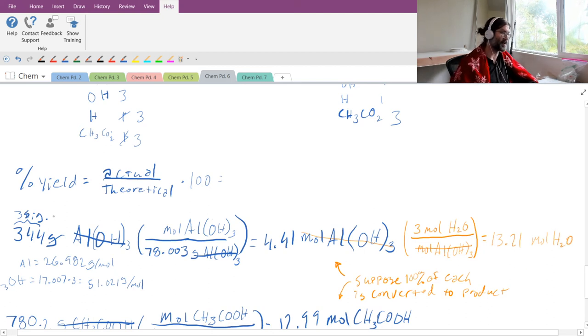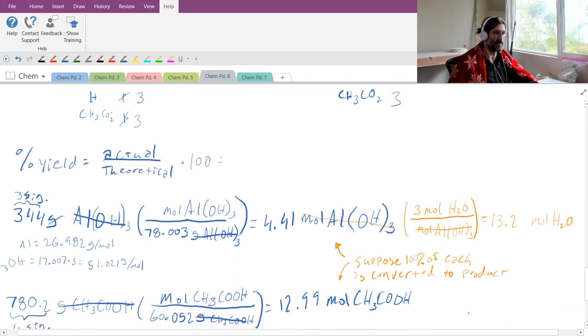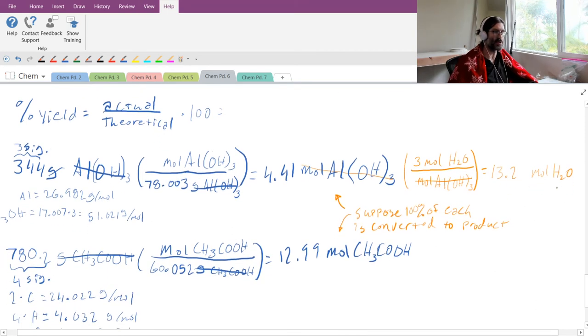But in this one, we have only 3 significant figures. We look at the fourth place, it's less than 5. We round it down to 3 significant figures. 13.2 moles of water can be formed with that quantity of this reactant, aluminum hydroxide.